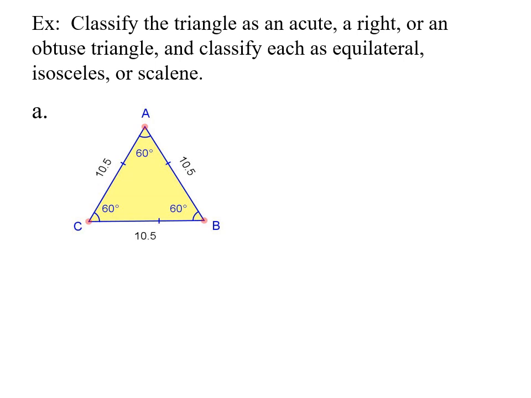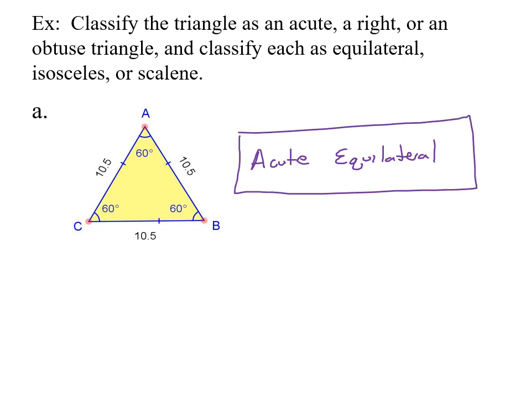So to classify this as either acute, right, or obtuse, and then either as equilateral, isosceles, or scalene, it doesn't matter which one you do first. This one has the angles and then the sides. If you look, all the angles are the same. They're all 60, but the important thing is that they're all less than 90. So since all of these angles are less than 90, this is an acute triangle. All the sides have the same length. They're all 10.5, and since they're all the same, this is an equilateral triangle.